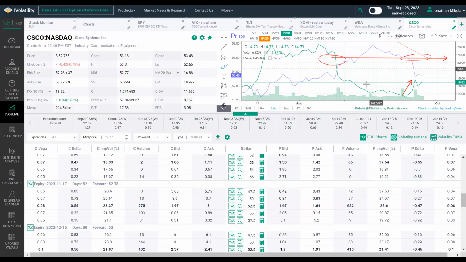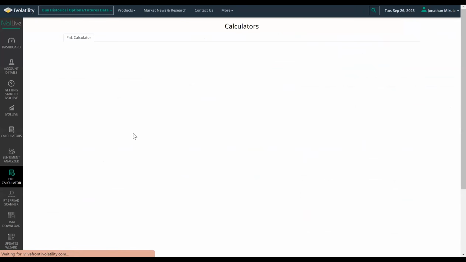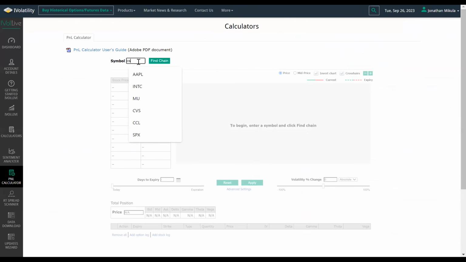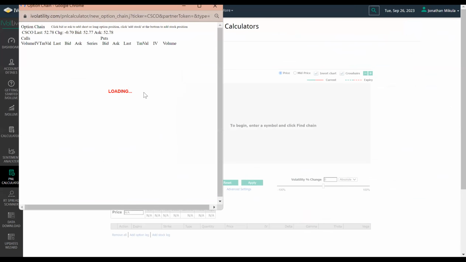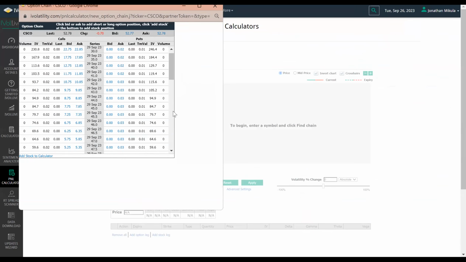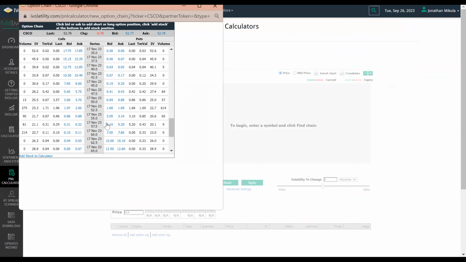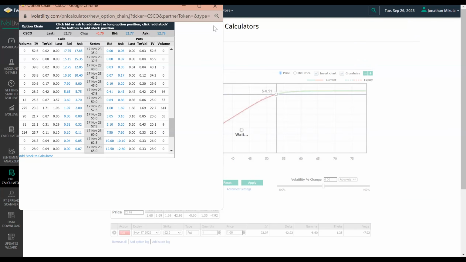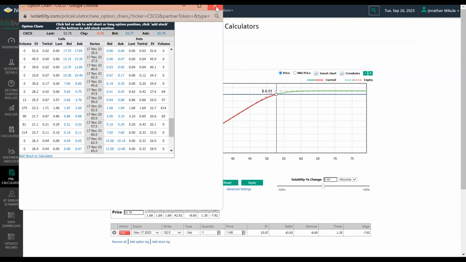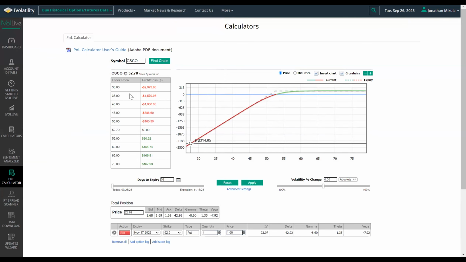We know our probabilities, but now we need to know what our potential profit and what our potential loss is. So we move right along to the P&L calculator. How this works is we type in Cisco, then you just scroll to your specific expiration. In our case, we're right in front of Thanksgiving, right? So that's going to populate behind me here. And so here we go.